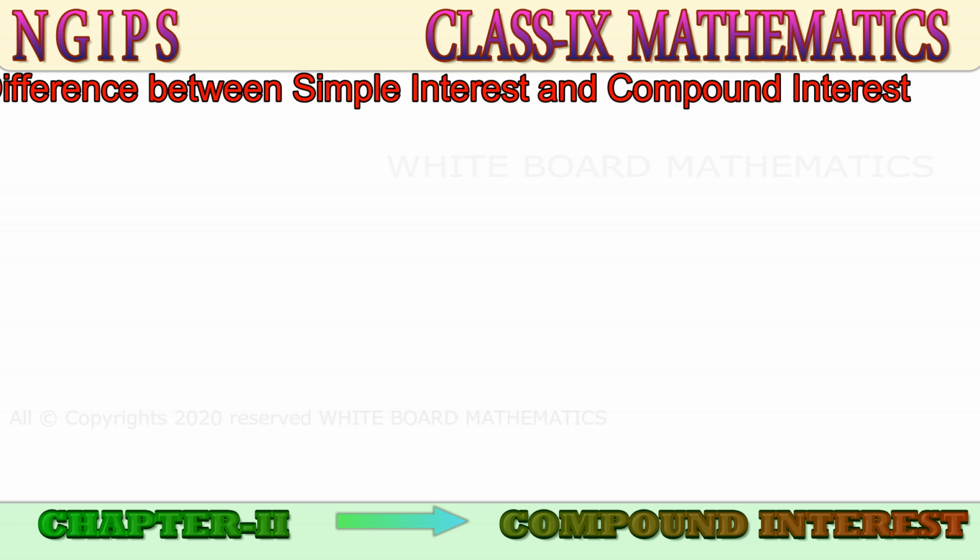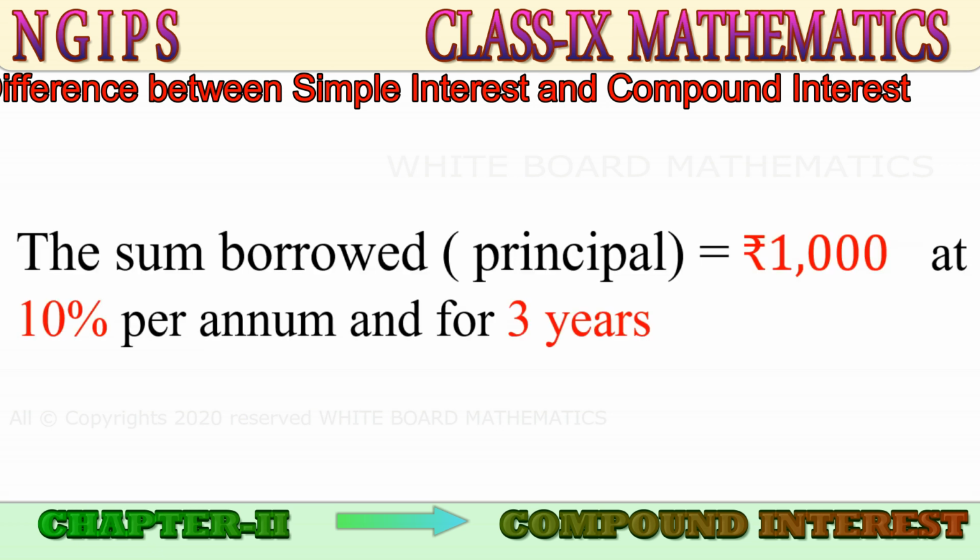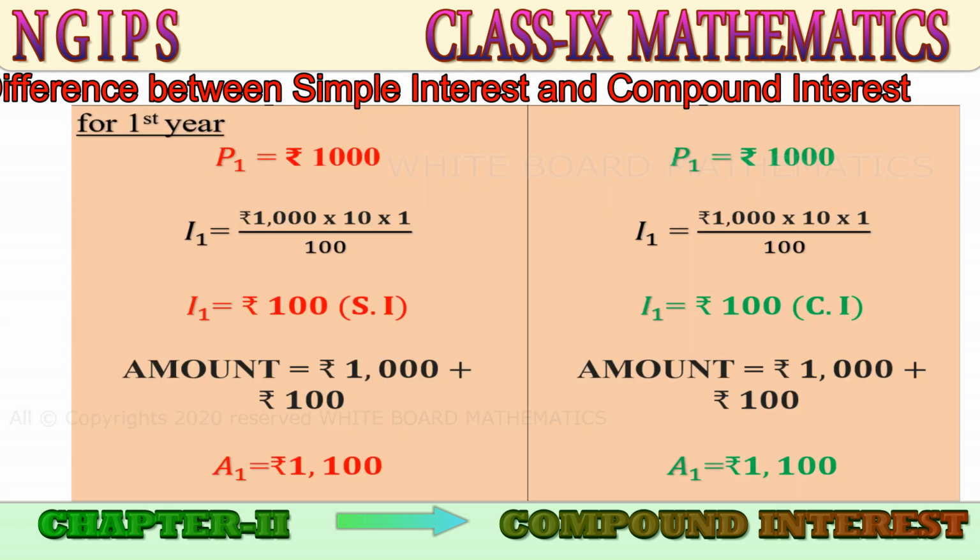The difference between simple interest and compound interest is made clear by the table. Here in the table we have taken some borrowed principal equal to 1,000 rupees at 10% per annum and for 3 years. Now we have two columns. The first column is simple interest and the second column is compound interest. For the given conditions for 3 years, we are going to do the calculation for each and every year.